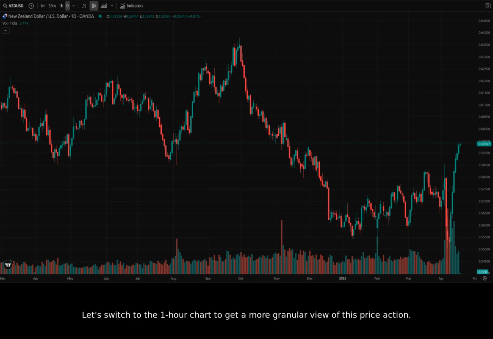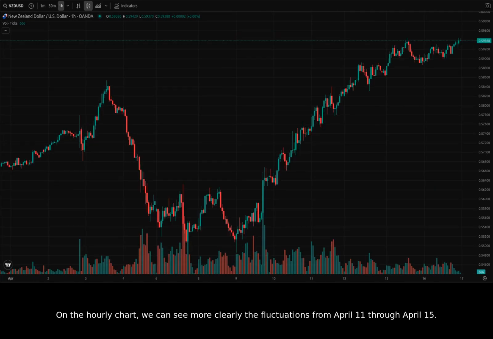Let's switch to the 1-hour chart to get a more granular view of this price action. On the hourly chart, we can see more clearly the fluctuations from April 11th through April 15th. The 1-hour chart shows short-term volatility, with recent price movements attempting to hold around 0.588 to 0.590.